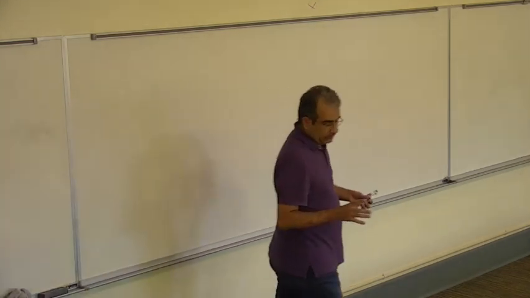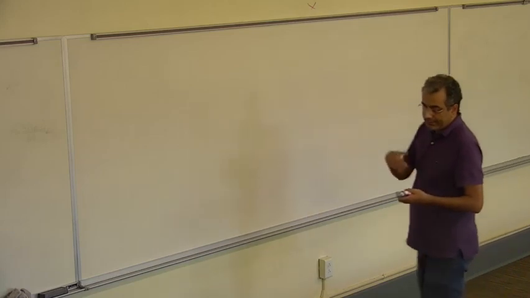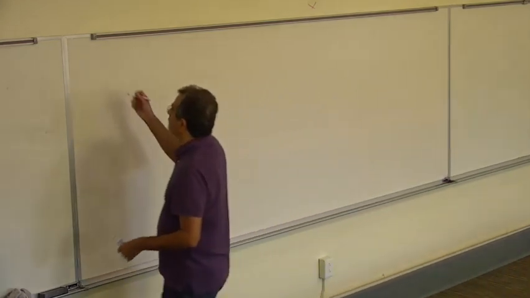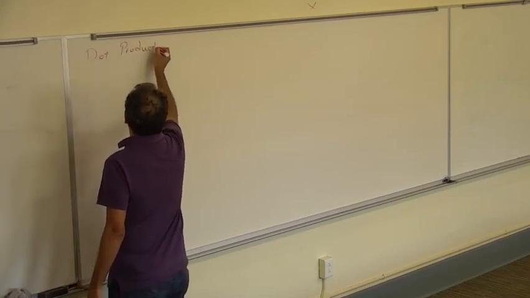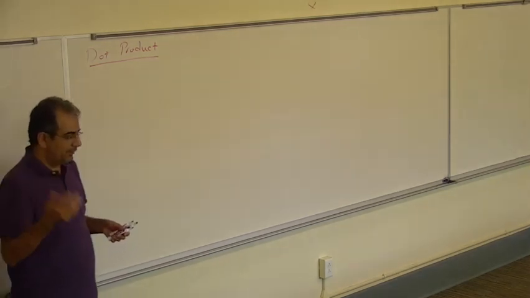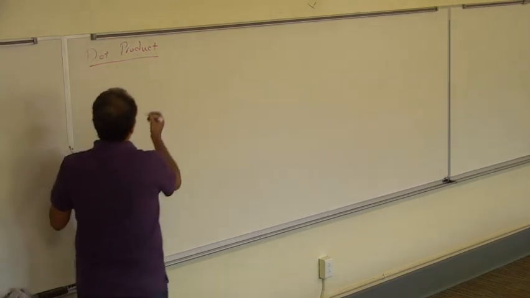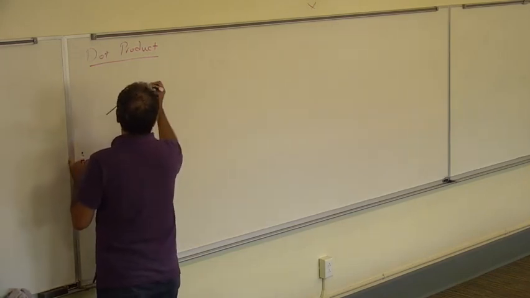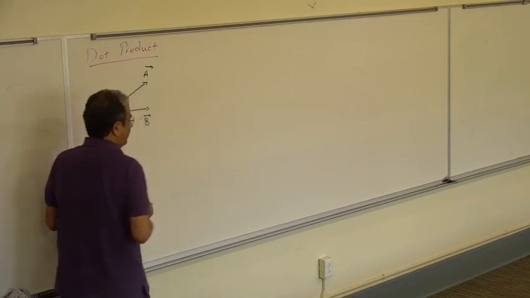Okay, so there's one other topic in chapter 2 that we are going to cover. Before we go to chapter 3, the last topic that we'll cover in chapter 2 is the dot product. You most likely had it in the mathematics course for physics. So if I have two vectors, vector A, vector B, and the angle between them is going to be theta.